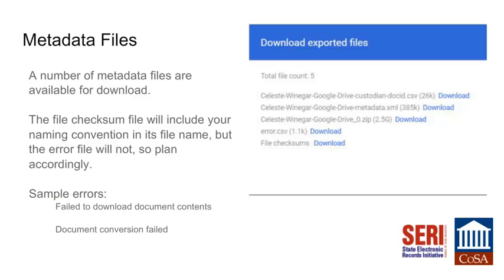The metadata that Vault produces includes file identifiers and checksums, as well as some descriptive metadata. Most of these files will use your naming conventions when downloaded, but the error file will not. You will need to rename it once downloaded, or it may be confused with another account's error log.